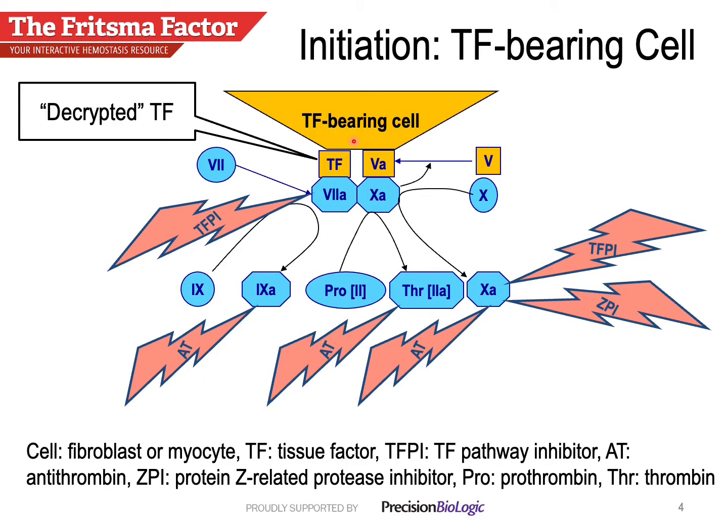This image illustrates the verbal information from the previous slide. Tissue factor is exposed and decrypted. It cleaves and activates factor 7, forming the tissue factor 7A complex. Tissue factor 7A then cleaves factor 10 to form 10A, which cleaves, activates, and binds 5 to form 5A.